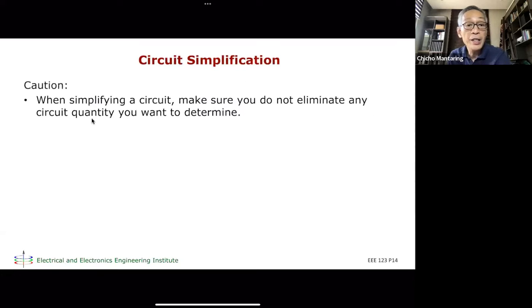So that's the circuit simplification. And this is just a word of caution: when simplifying a circuit, make sure you do not eliminate any circuit quantity that you want to determine. It's the same with resistive circuits. For example, if I have two impedances, Z1 and Z2, and my problem is I need to get the V of Z2, I cannot simplify this.